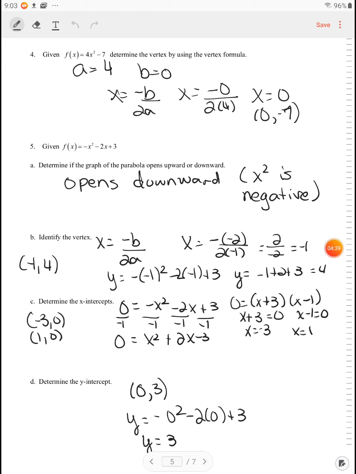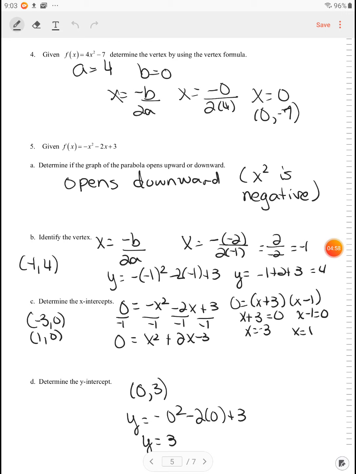On number 5, we have a trinomial, negative x squared minus 2x plus 3. Again, because it's negative in front of the x squared, it opens down. Your vertex is using the formula x equal negative b over 2a. So we plug our numbers in, and we get negative 1, 4.